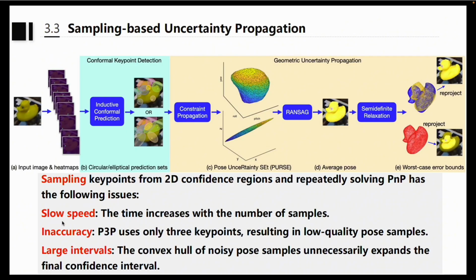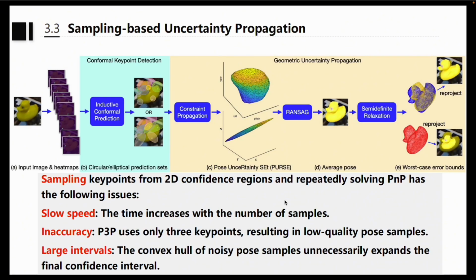However, the common sampling-based approach has the following issues. First, it has slow speed because the computation time increases linearly with the number of samples drawn. Second, it can be inaccurate. PNP solvers that use a minimal set like P3P often produce low-quality pose samples. And finally, this leads to overly large regions. The convex hull of these noisy pose samples unnecessarily expands the final confidence region.